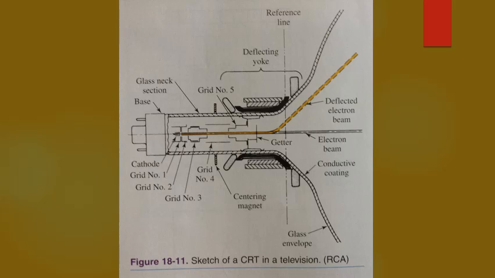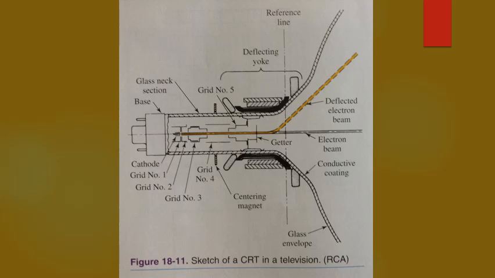Grid number 2 works at a higher positive potential and strongly attracts the negative electrons. This grid causes the electrons to speed up. Grids 3, 4, and 5 further accelerate and focus the electrons. This results in a narrow beam of electrons. Magnetic deflection coils around the neck of the tube move the electron beam. The electron beam is moved from left to right and top to bottom.